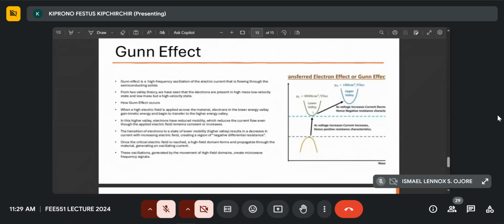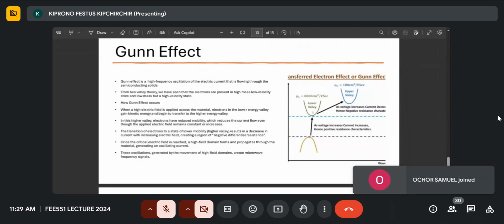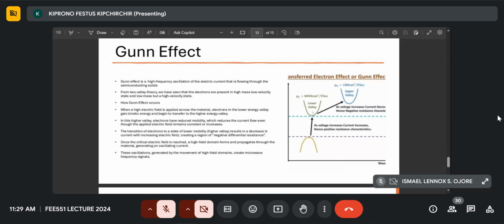From the two-valley theory, we've seen that electrons are present in a high mass, low velocity state, that's the upper valley, and a low mass, high velocity state, that's the lower valley. When a high electric field is applied across the material, the electrons in the lower energy valley gain sufficient kinetic energy and begin to transfer to the higher energy valley. In this higher valley, the electrons have reduced mobility.